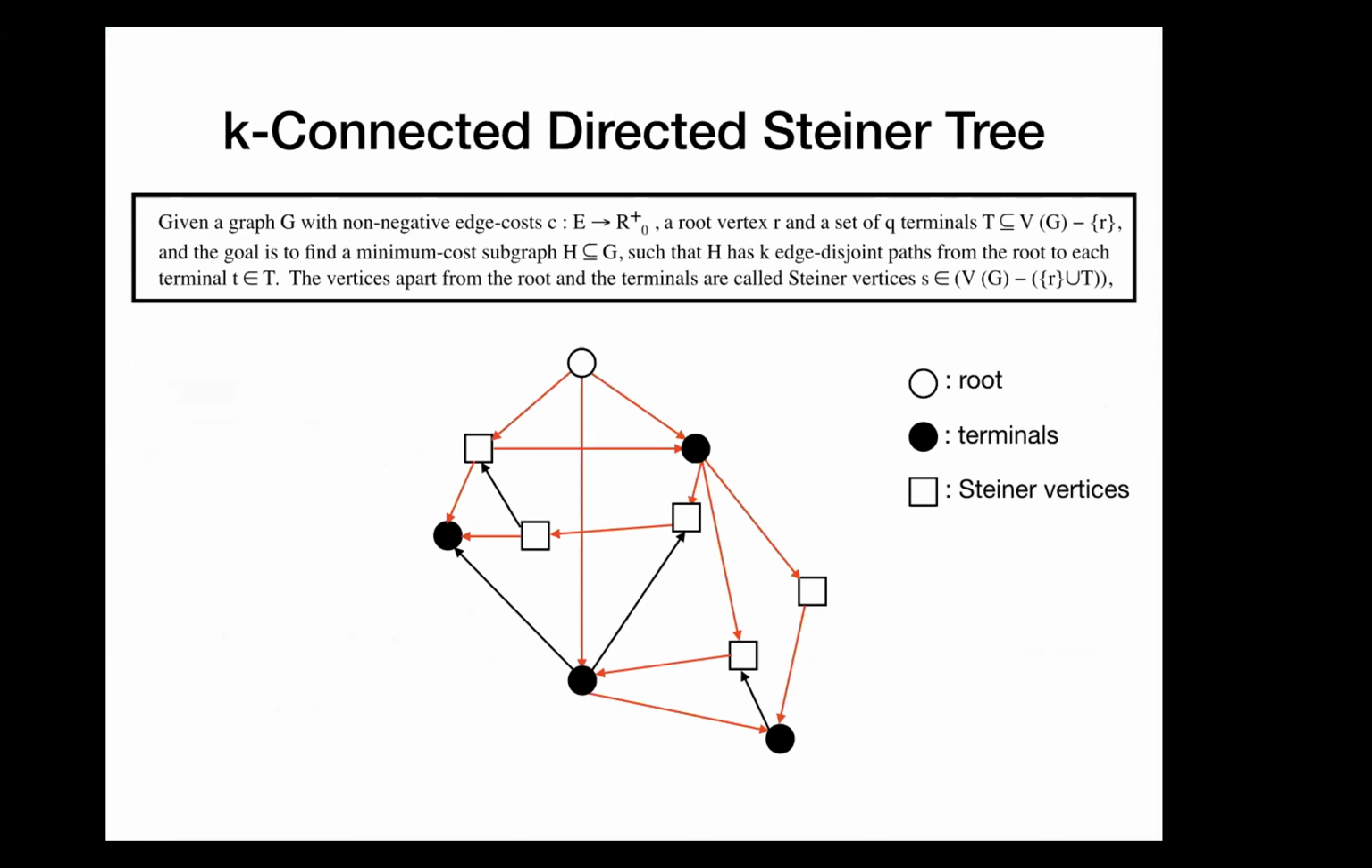First, we define the k-connected directed Steiner tree problem. Given a directed graph with non-negative edge costs, a root vertex, a set of terminals, and the others called Steiner points, we want to find a minimum cost subgraph such that there are k edge-disjoint paths from the root to each terminal. For example, if we use black vertices to denote terminals and square vertices to denote Steiner points, the red edge subgraph is a feasible solution of two-connected directed Steiner tree.